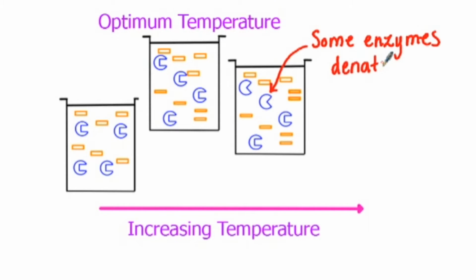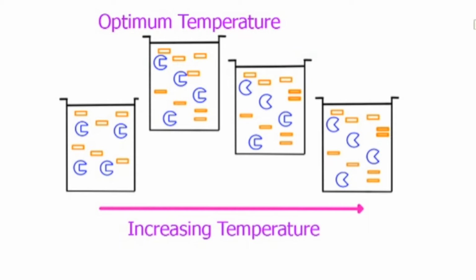If the temperature continues to increase beyond the optimum, the enzymes begin to lose their three-dimensional structure and become denatured, therefore reducing the rate of reaction.